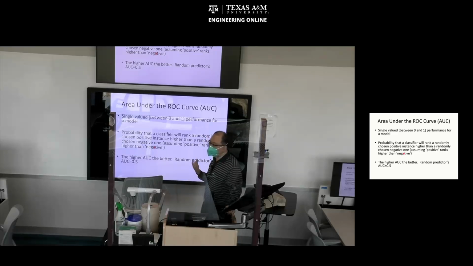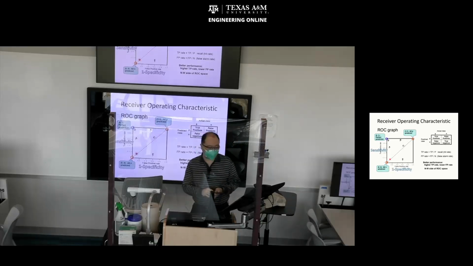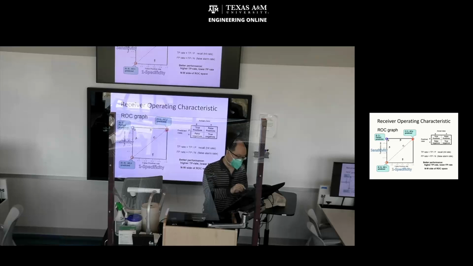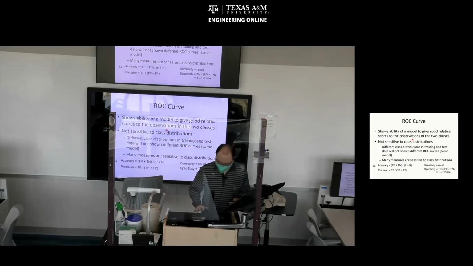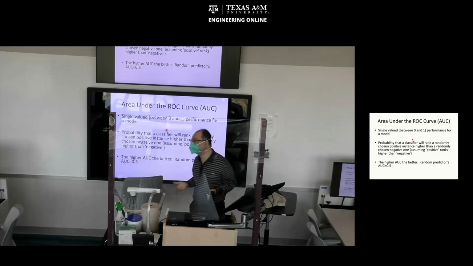And a random predictor, like a coin flip, is going to give you 0.5. That corresponds exactly to this dashed line. So this is a random classifier whose area under the curve is 0.5, which gives exactly half a chance to rank the random positive above the random negative. Okay, so there's a deep reason for using this area under the curve. It's not heuristic.